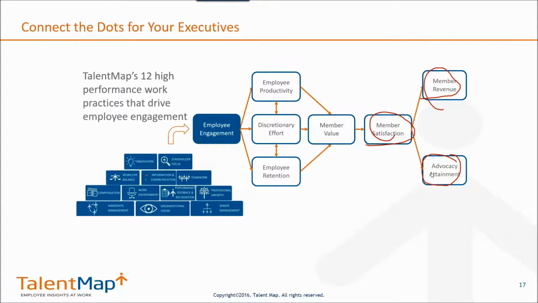And we know that member satisfaction drives member revenue and to some extent advocacy. If the association is doing good work and changing the laws in favor of that trade association, members tend to be more happy because they have better outcomes in their business and so on. And we know that member value drives member satisfaction. Now, how do you achieve member value?